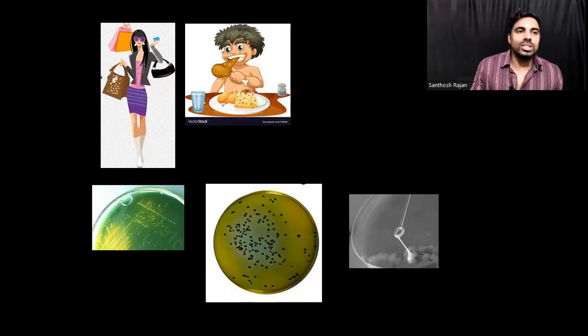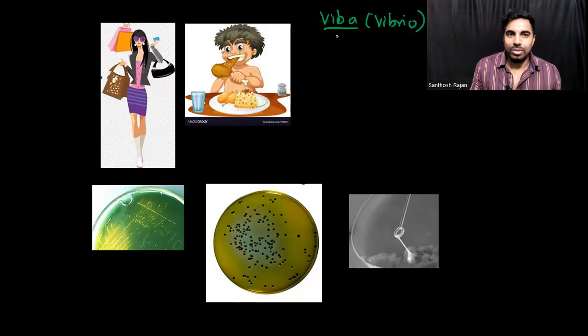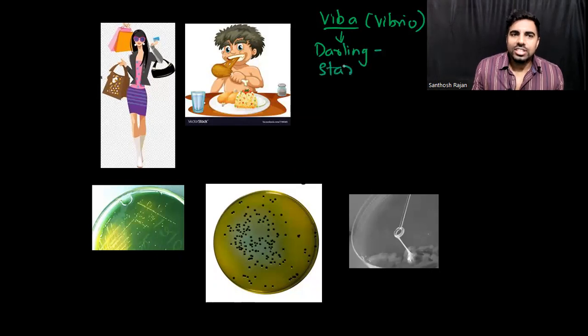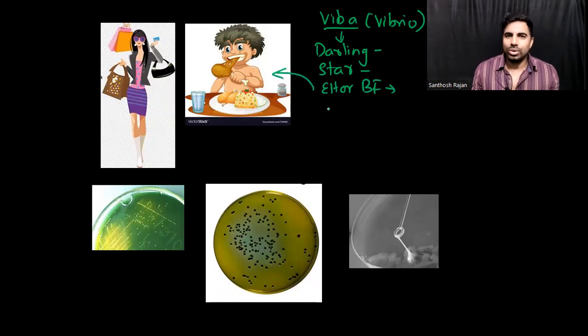Okay, so this is Vibha, darling. She is Vibha. Vibha means Vibrio. For me, Vibha is Vibrio. Vibrio cholera. She is a darling, and she's a star. Look at her, how she dresses. Her boyfriend's name is Eltor. Eltor is her BF. He keeps eating; he has no work to do.